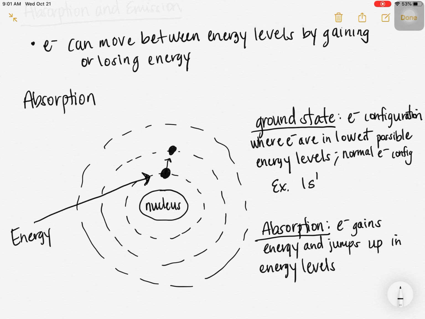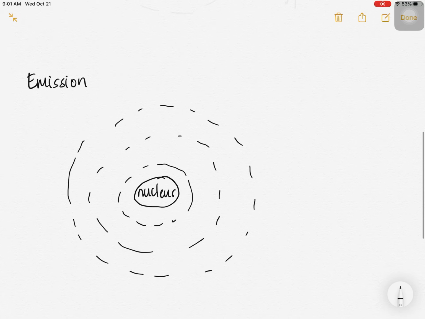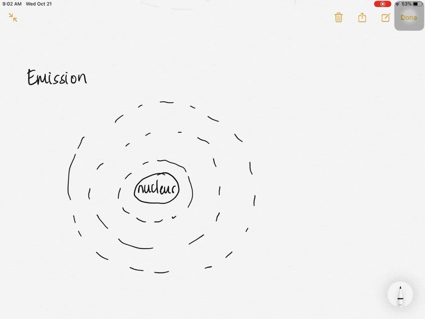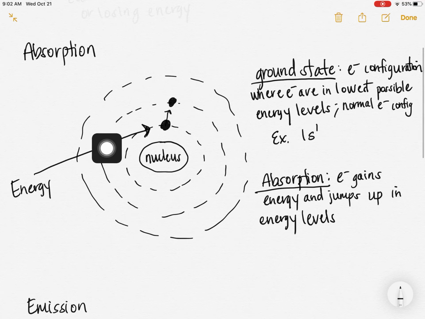Okay, so two new words, which are ground state, we've learned the lowest possible energy electron configuration, and then the process of absorption, which is where an electron takes in or absorbs energy and jumps to a higher energy level. So now we're going to switch to the process of emission. So we're going to kind of take this picture.